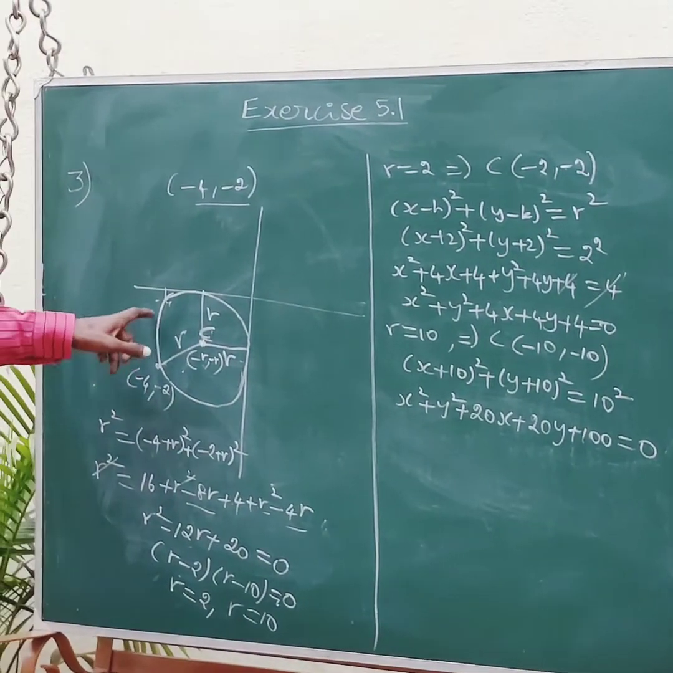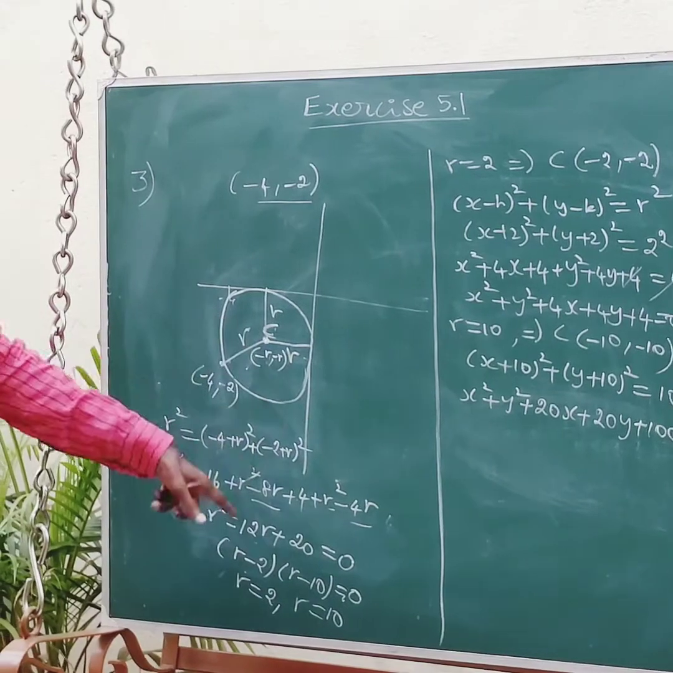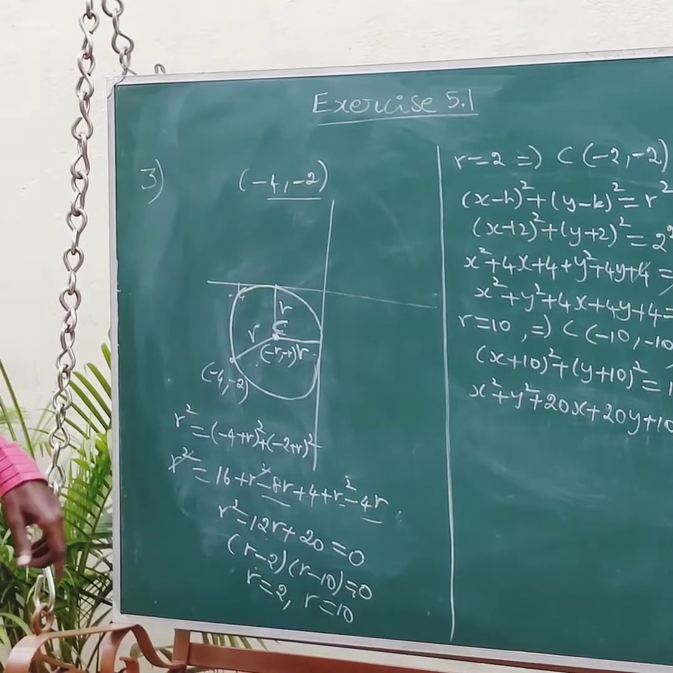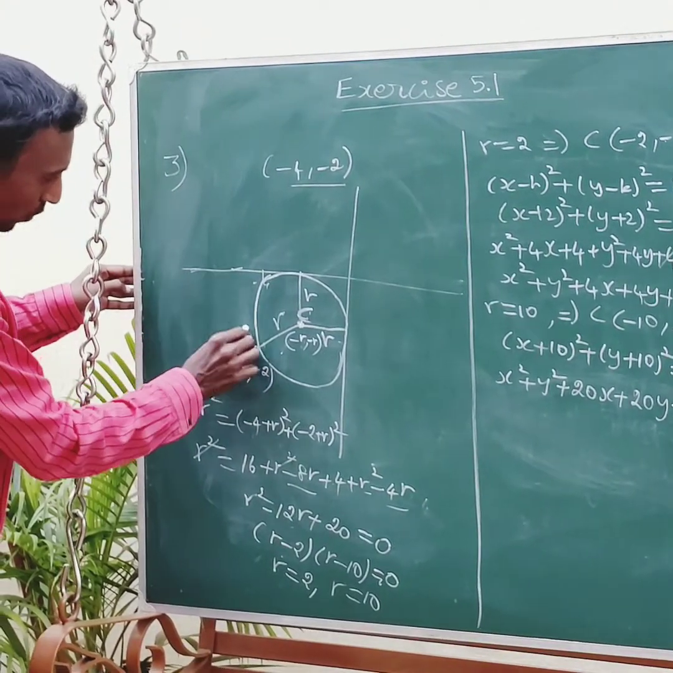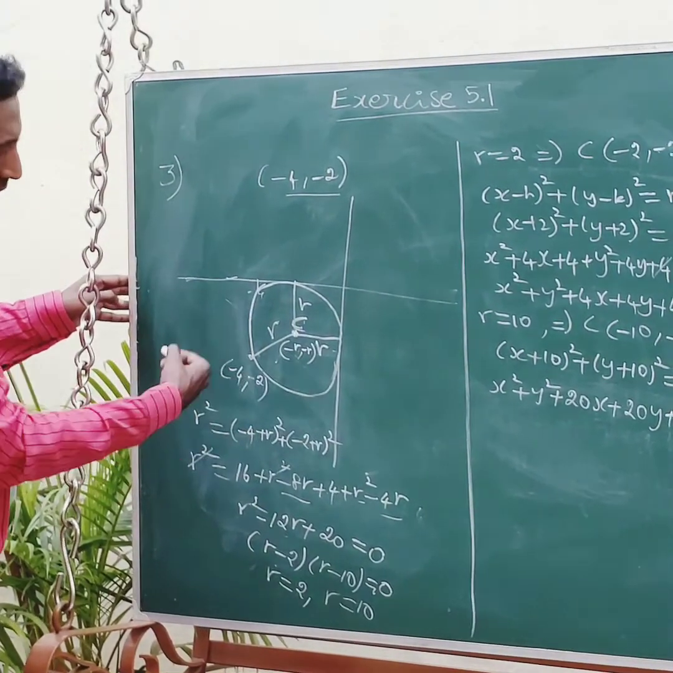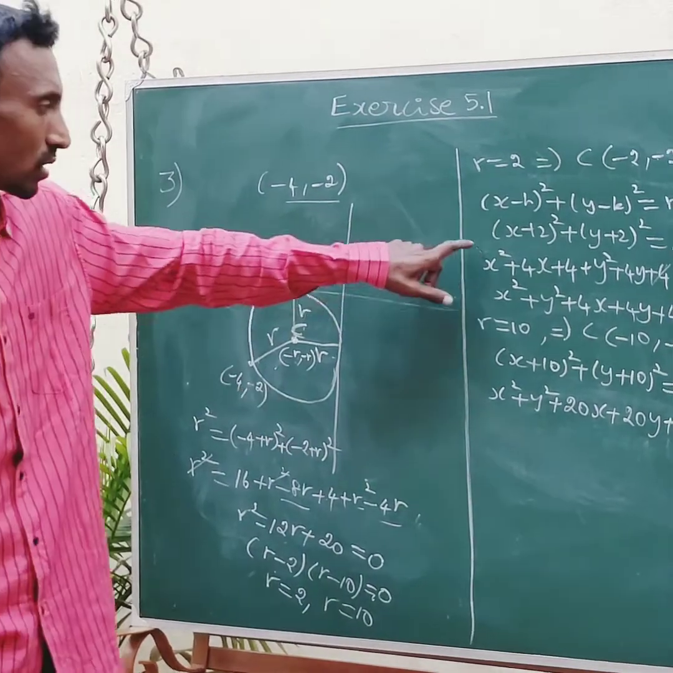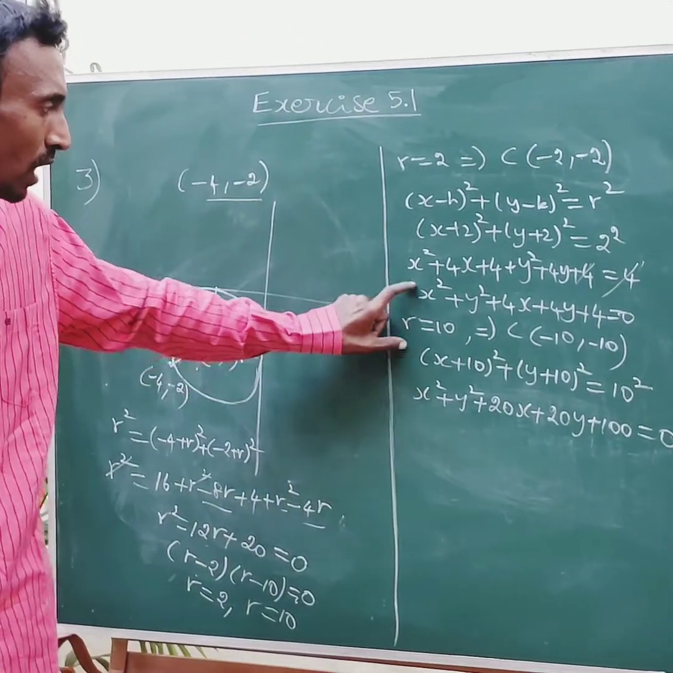Here I drew only the curve for the first circle. If we want to draw the second circle, it again passes through the point and touches both axes; it may be a big circle. That way we get the second circle. These two are the answers for the third question.